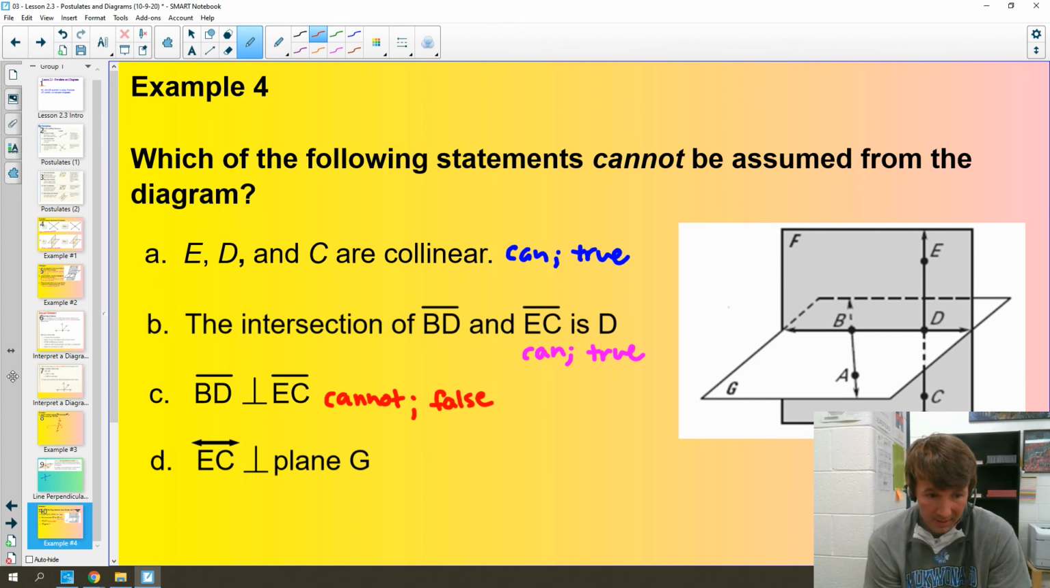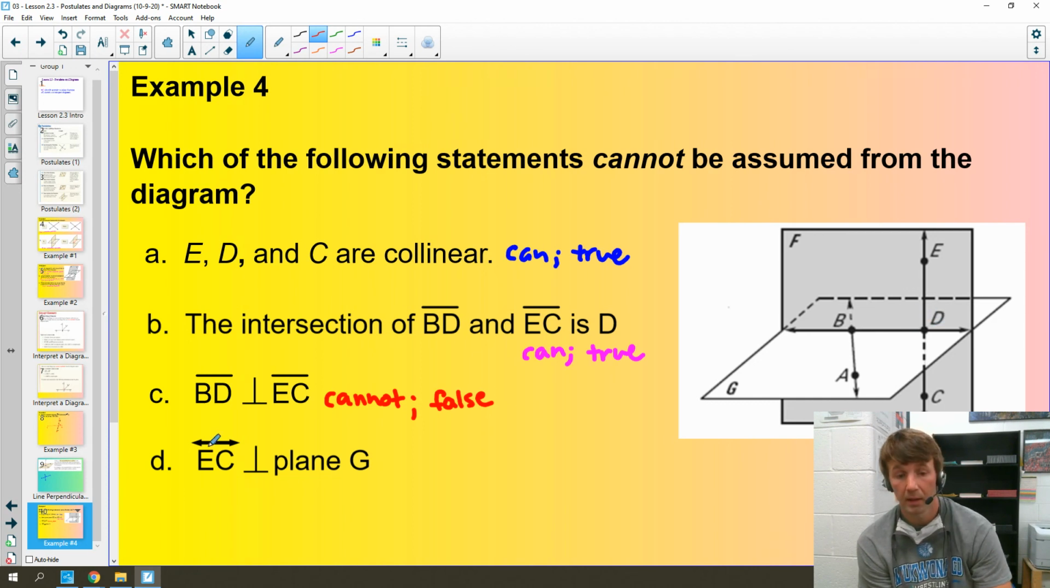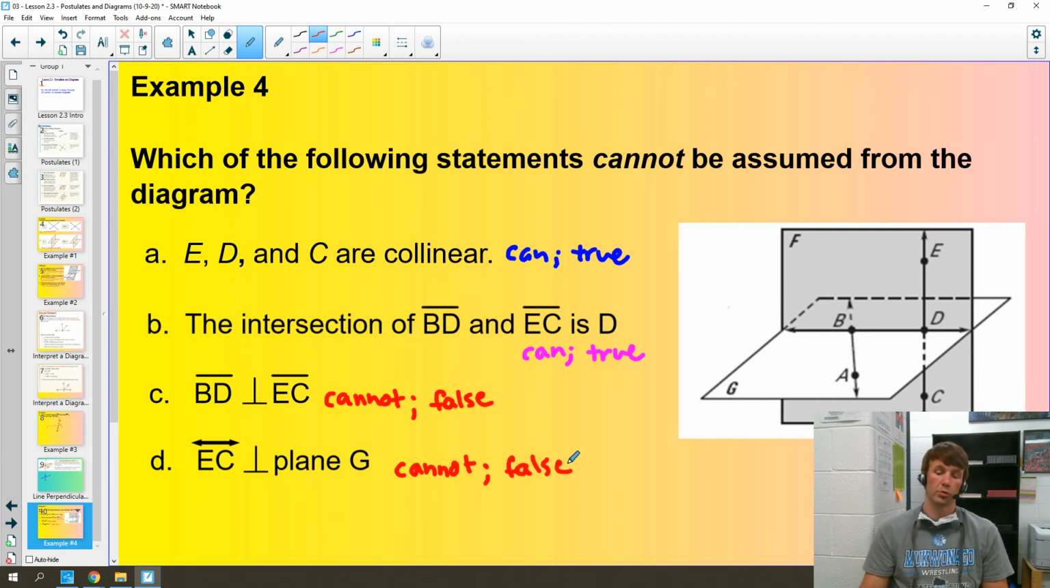All right, last one, same idea. This is more the concept we just talked about. Line EC being perpendicular to plane G. It's the same argument as before: unless I saw a perpendicular marking here, we can't assume anything's perpendicular. So it's another one that we cannot assume. Again, we could say false because it's not necessarily true. So that's the idea, being able to go through and look for markings.